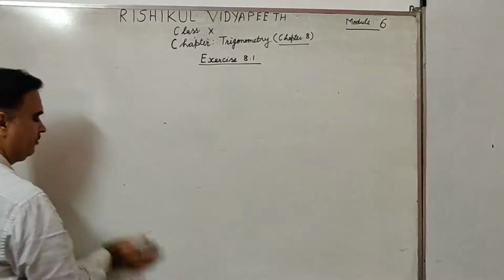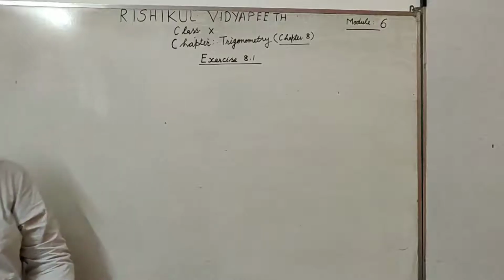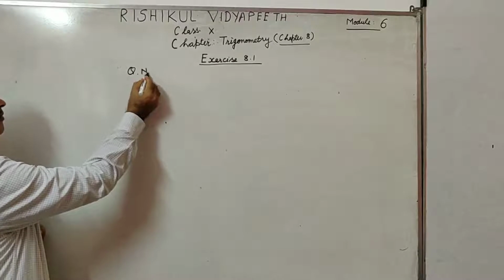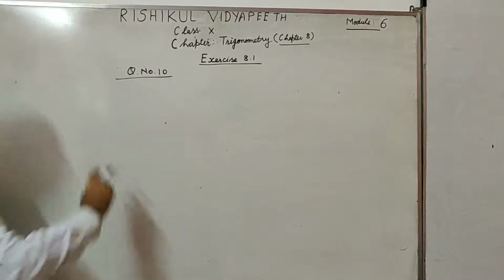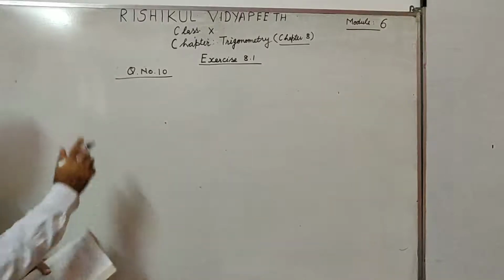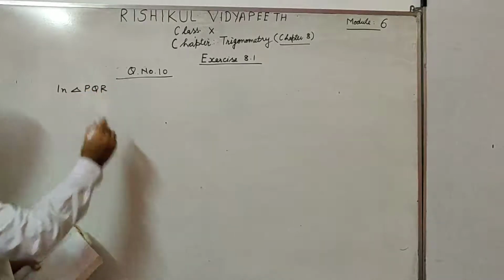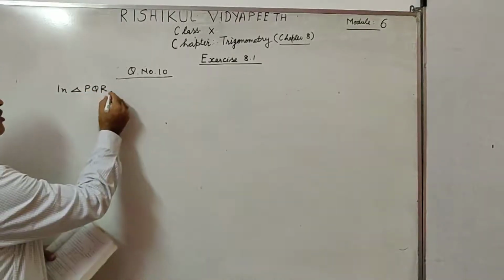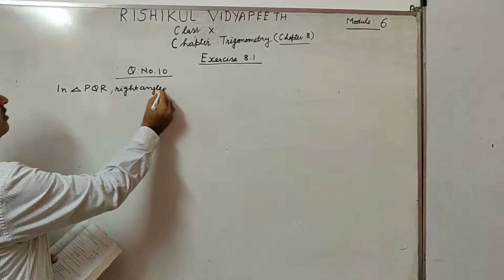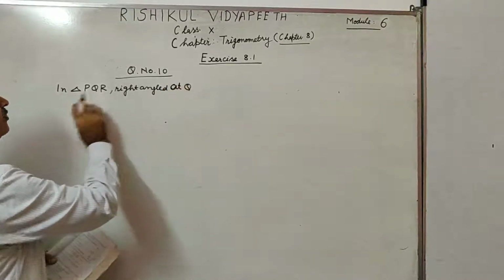It is a very good question. What is given to you in question number 10? Question number 10, you are to see, my child, of this exercise 8.1. What has been given to you? In triangle PQR, right angled at Q. Why am I writing this? This is the importance of right angled at Q. The statement is very important.